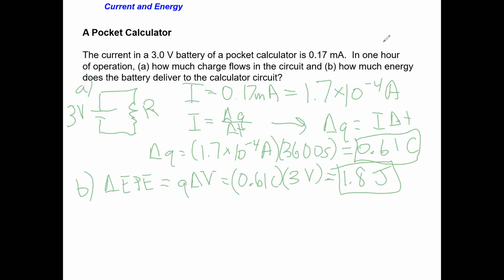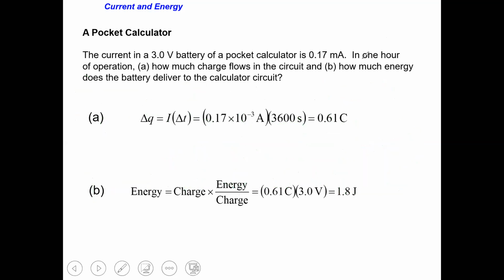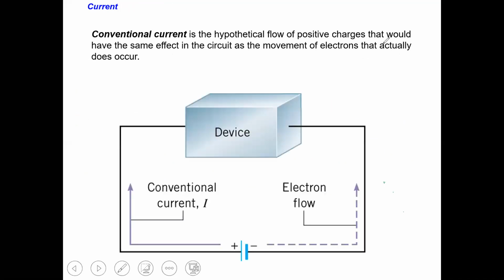Let's see if this agrees with the next slide. Let's see if I can move to the next slide. Okay, what did I do? I guess I gotta clear all drawings. There we go. So yes, 0.61 coulombs and 1.8 joules. That's fantastic. I'll get there. Sorry. Okay, I'm just going to leave that spot there.